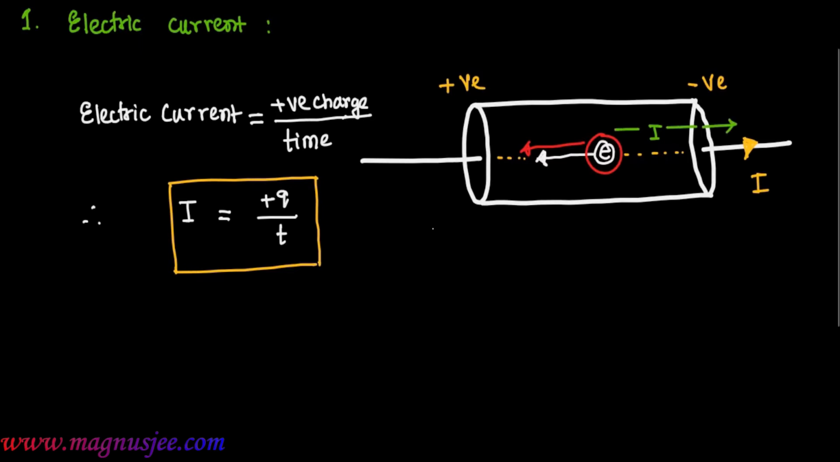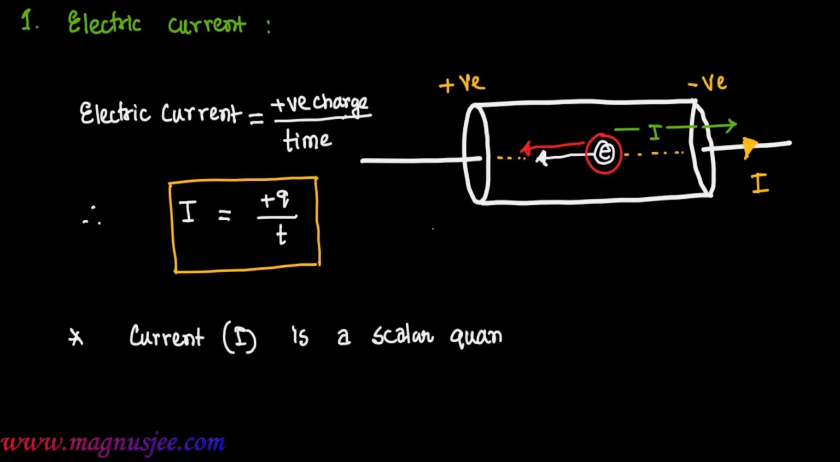Free electrons are accelerated towards left, but electric current I flows towards right, in the opposite direction of flow of free electrons. Therefore, current is a scalar quantity. Current is a scalar quantity which has no definite direction.